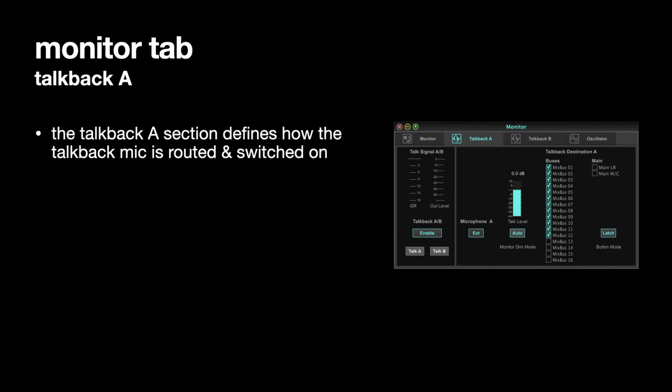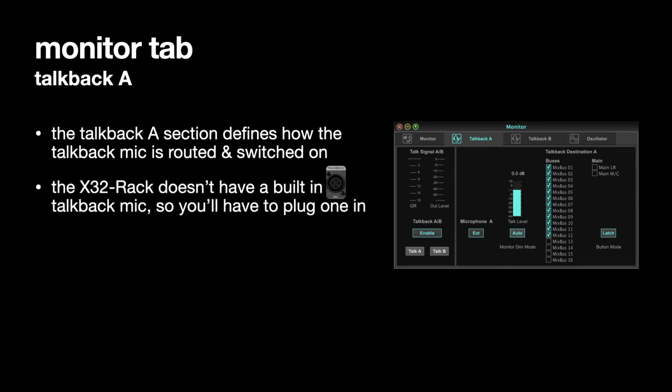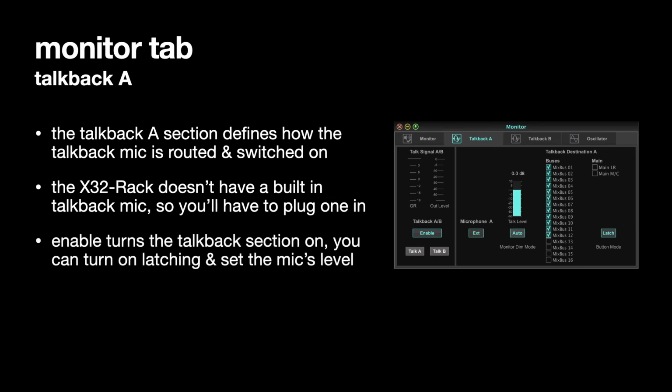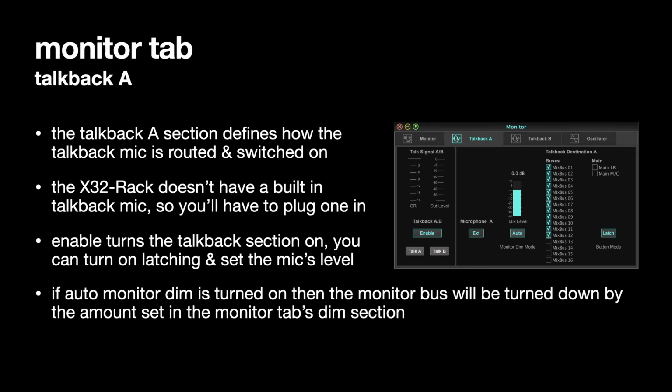There are two talkback sections, talkback A and talkback B. The X32 rack doesn't have a microphone built into it, so on the back of it you'll find that a talkback microphone can be plugged in. That's where you can plug the microphone in on the back of the X32 rack. So enable turns the talkback section on, and you can turn on latching or set the mic's level. You can choose where you're going to send the talkback destination A to. If monitor dim is turned on, all the monitor buses would be turned down.